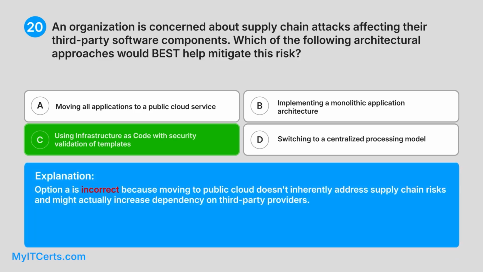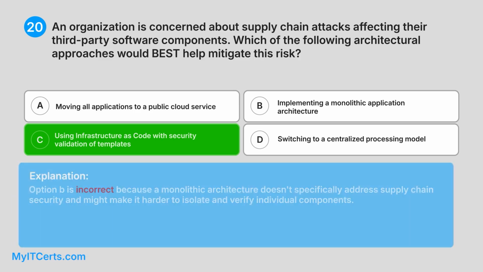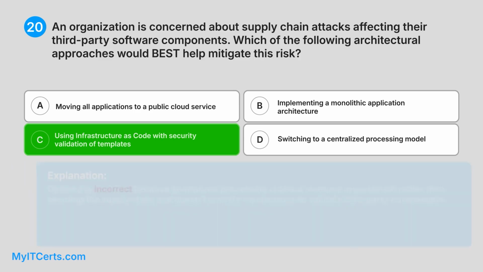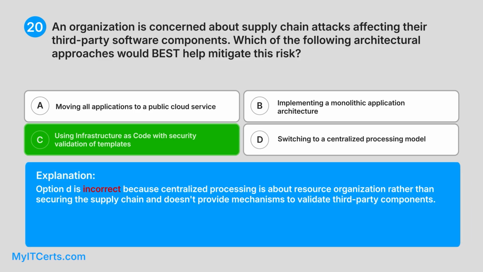Option A is incorrect because moving to public cloud doesn't inherently address supply chain risks and might actually increase dependency on third-party providers. Option B is incorrect because a monolithic architecture doesn't specifically address supply chain security and might make it harder to isolate and verify individual components. Option D is incorrect because centralized processing is about resource organization rather than securing the supply chain and doesn't provide mechanisms to validate third-party components.